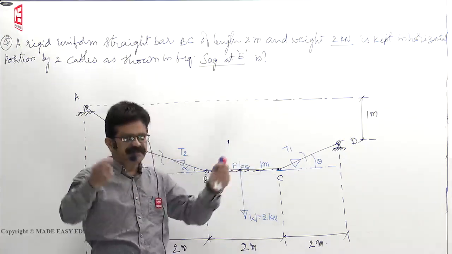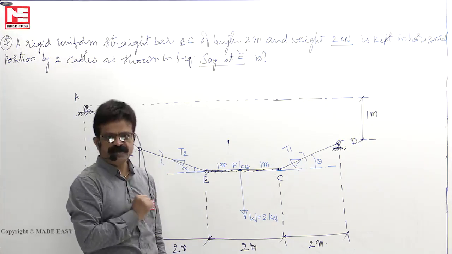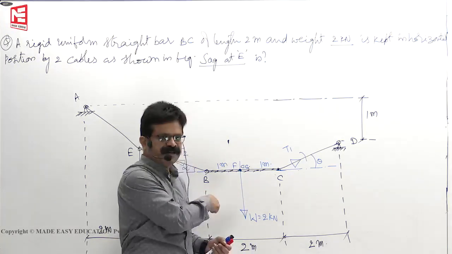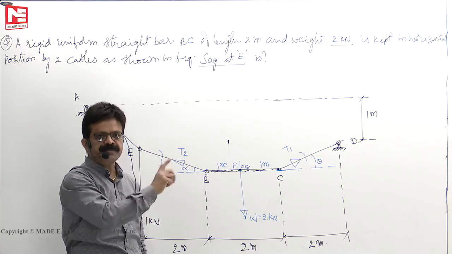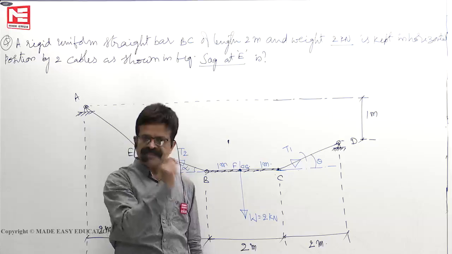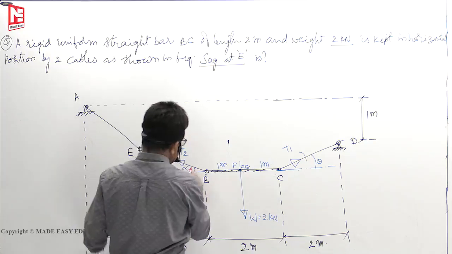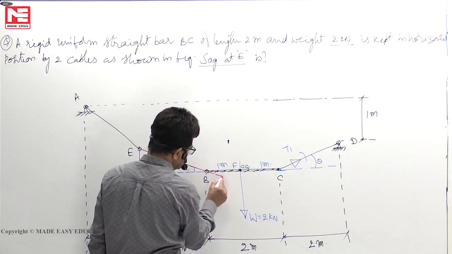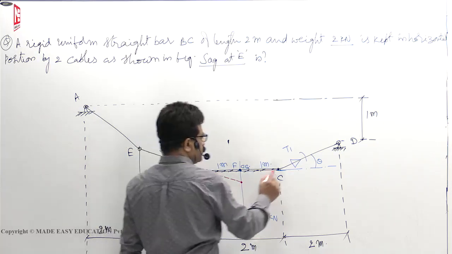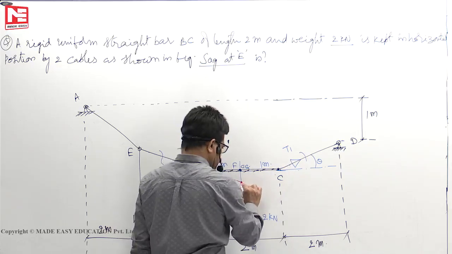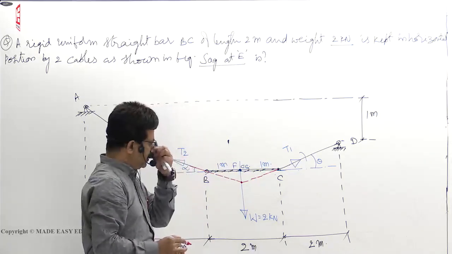Weight of the member, and tensions of the cables acting on BC to keep it in horizontal position. Now, as I have explained to you, if three forces are acting on a body to keep that body in equilibrium, those three forces have no choice. They must meet at one point. That means they must be concurrent. So, if I extend this weight line, it cuts somewhere here. Then this line, when I extend it, must pass through this point only. Otherwise, the beam will not be in equilibrium.